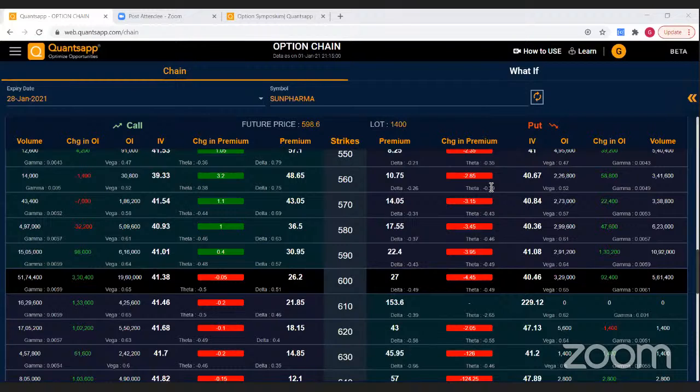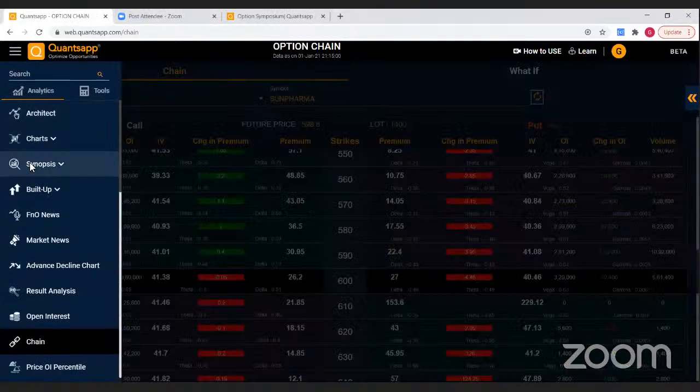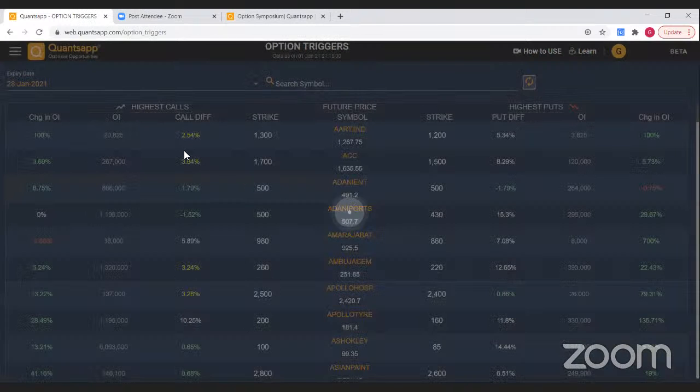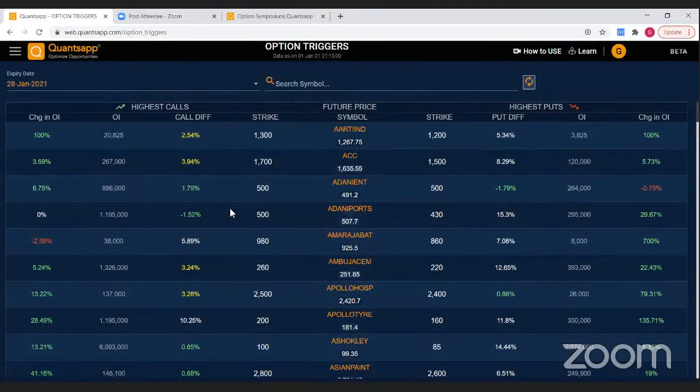Then there was a question: what do the different color fonts indicate in call or put? Okay, we have already spoken about that, but again I will get into it. In the triggers, the color difference for the call difference and the put difference indicates something. We have all three together in one go.